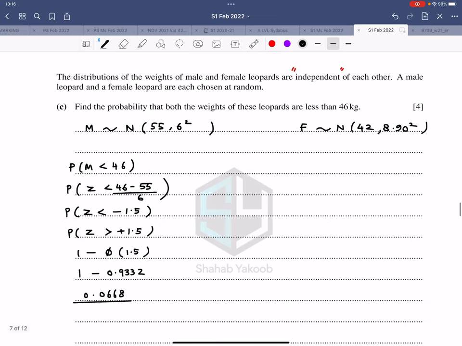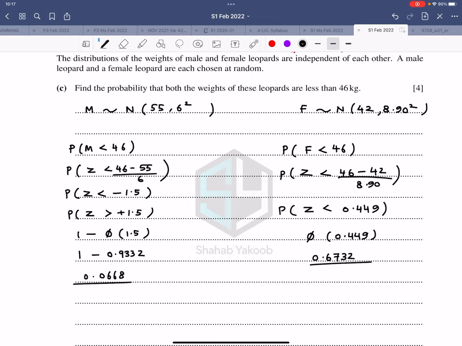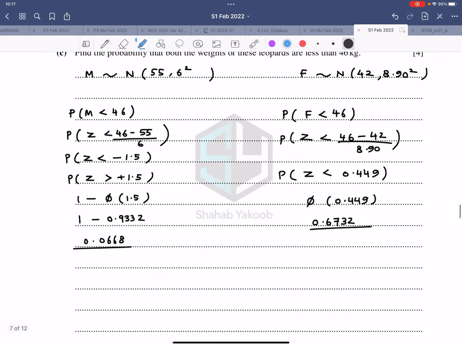For female leopards, probability F is less than 46. Probability Z is less than (46 minus 42) divided by 8.90. And then you standardize it. There is 4 at the top, 8.90 at the bottom. So this is 0.449. This is positive. This is direct reading, phi of 0.449, and this comes out to be 0.6732. So this is the other answer. This is for the male leopard, and this one is for the female leopard.